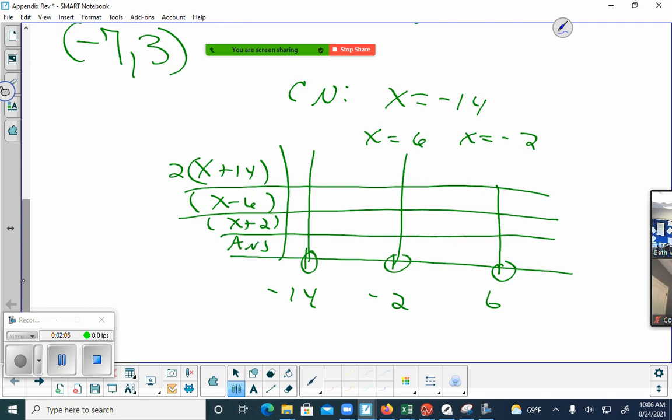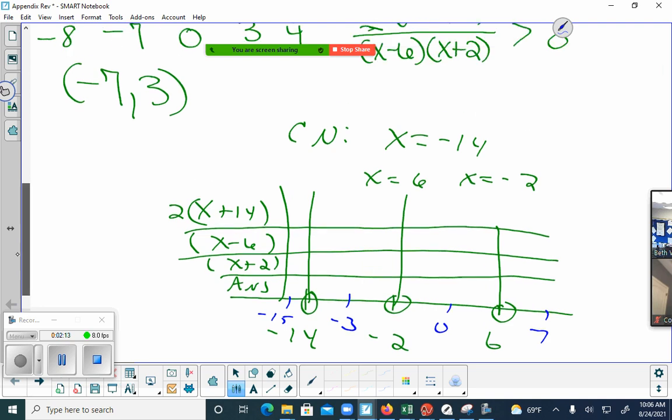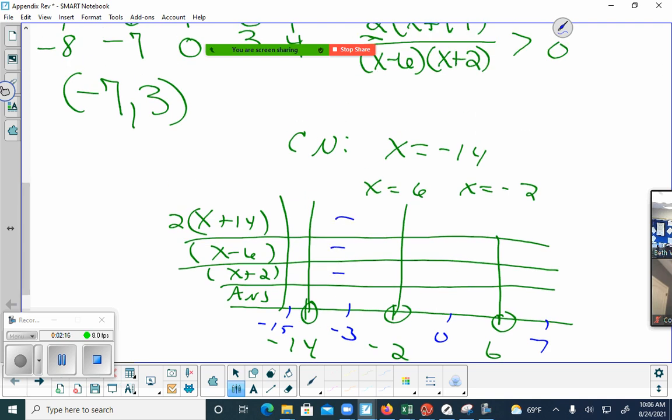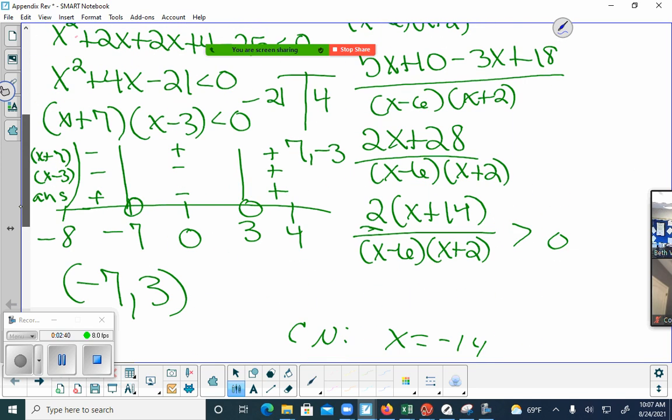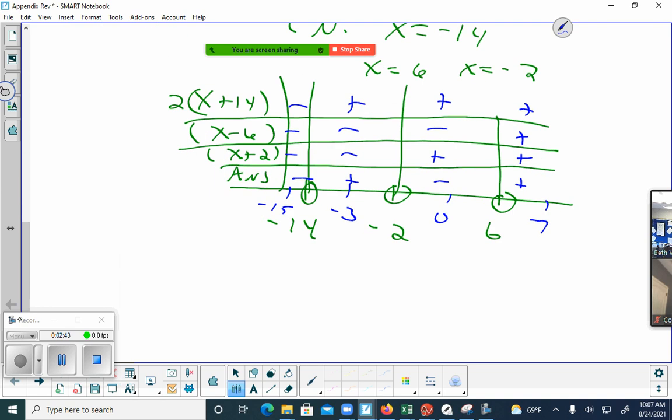So now let's pick different numbers. Let's say pick -15, -3, 0, and 7. Does that work? So when I do -15, this will be negative, negative, negative. My answer is negative. Whoa, I put this in the wrong spot. Then I'm going to do -3, so this will be positive, negative, negative. My answer is going to be positive. 0 will be positive, negative, positive. My answer is negative. And then 7, all of them will be positive. My answer is positive. I want this rational expression to be greater than 0, so I want the positive places.